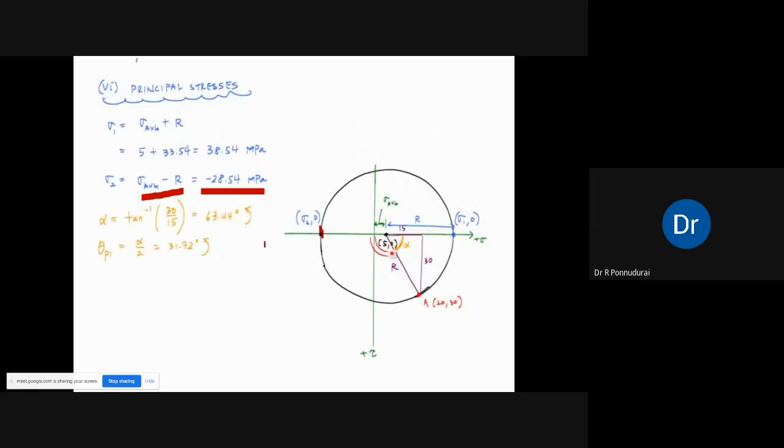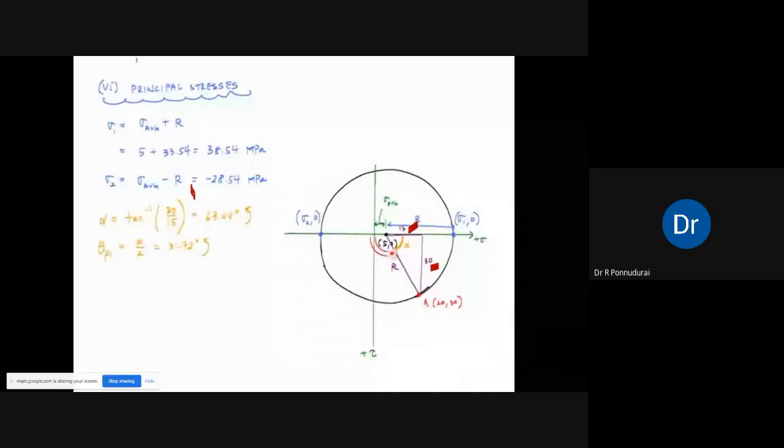Tan alpha is equal to opposite side by adjacent side. Opposite side 30, adjacent side 15. So you can get this positive value. You are getting the positive value 63.44 degree. That is 2 theta. So 2 theta is the Mohr circle. But here 2 alpha, okay, whatever it may be.